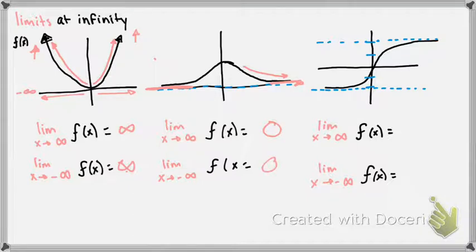Now for our last example, we're going to do the same thing. We're going to go along the graph as we approach infinity, and it looks like it's evening out at y equals 2. So that's going to be our limit. And do the same thing at the bottom. It looks like it's evening out at y equals negative 2. So that's going to be our limit.